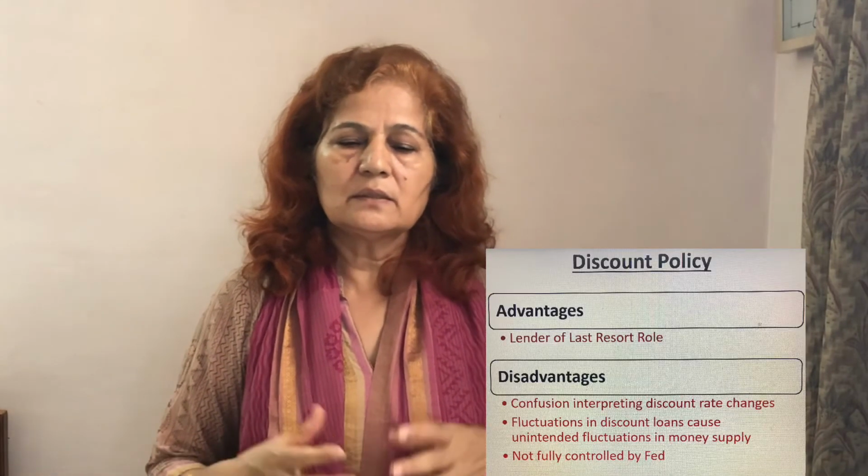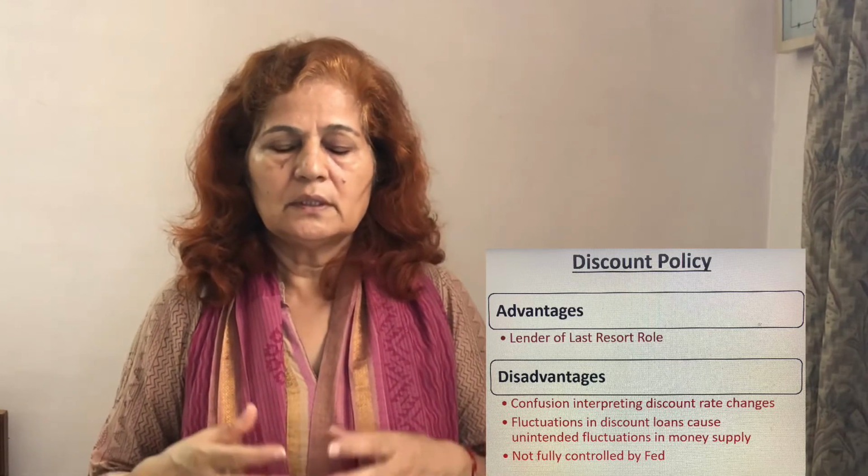So there is no need to panic. For example, we can talk about the discount loans used to prevent non-bank financial panics, for example the 1987 stock market crash and the September 11 terrorist incident. So the discount policy advantage is the lender of last resort role. What are the disadvantages? Confusion interpreting discount rate changes. Fluctuations in discount loans cause unintended fluctuations in money supply, not fully controlled by the Federal Reserve System.